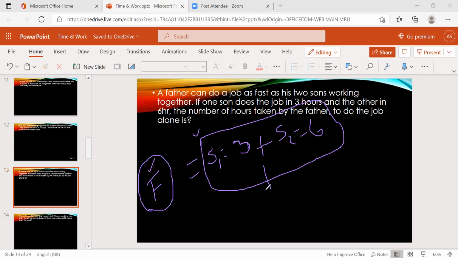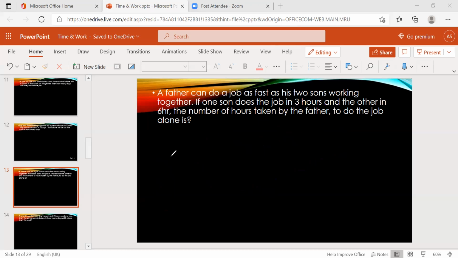If you find out together, son together, that means both are working, how many days, that is equal to father only, right? So first we'll find out the both together. Son 1 in 6 3, son 2 is in 6. So LCM is nothing but 6. So it is 2, it is 1. So efficiency of 2 and efficiency is 1.